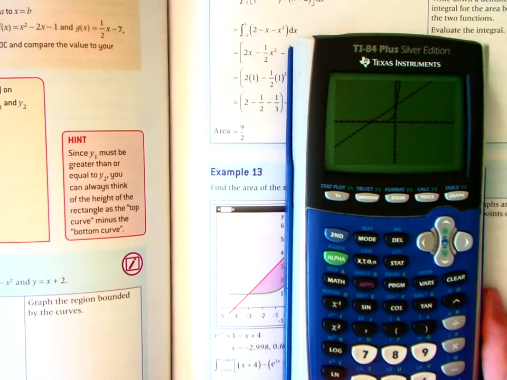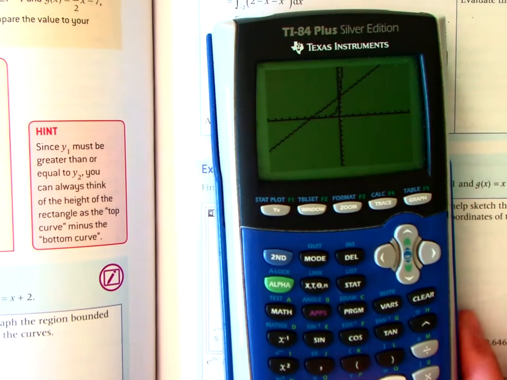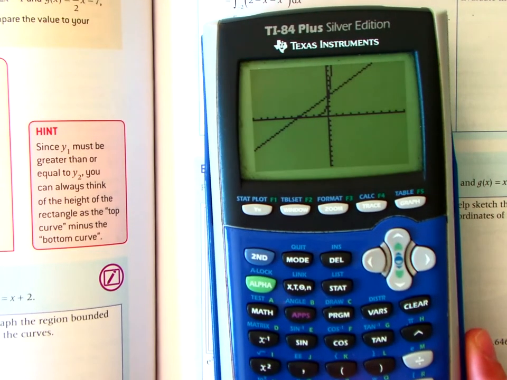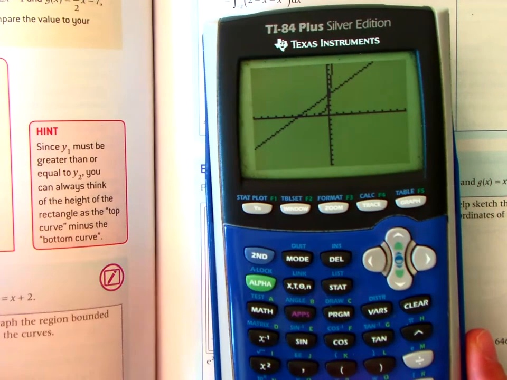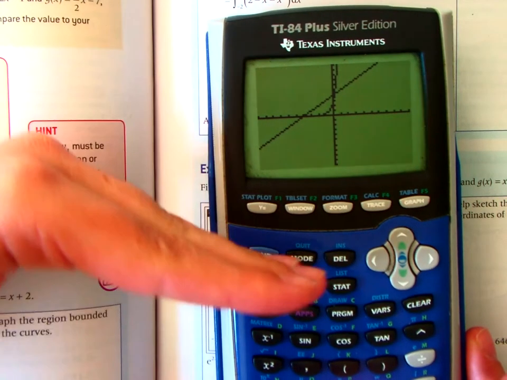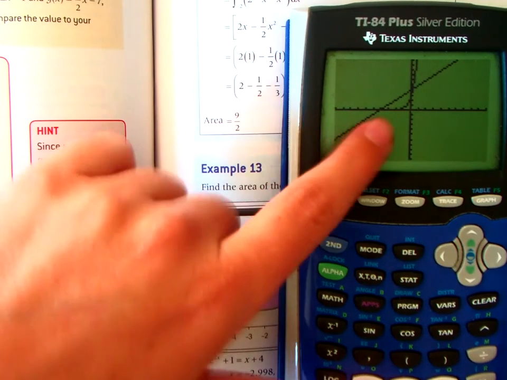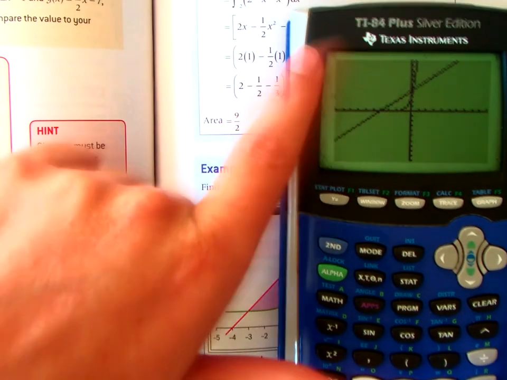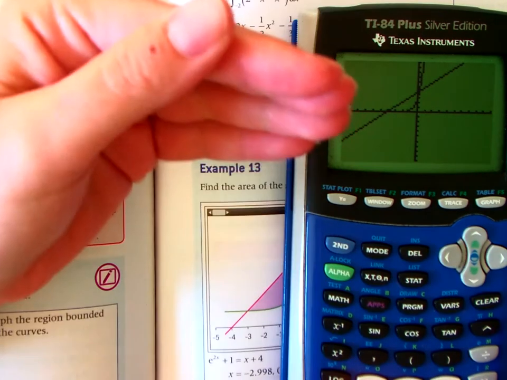So can you see it? You can see that the linear function is bounding the area on top, and the exponential function is swooping down below. So it's important to identify the top versus the bottom function. Now we know that when we set up the area, it should be the linear function minus the exponential function.